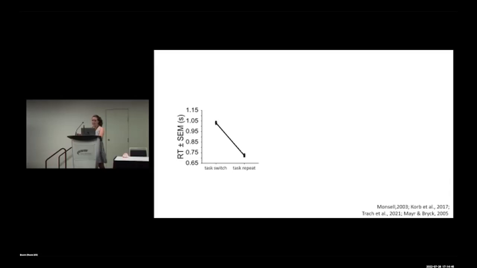This idea is closely linked to concepts of task set reconfiguration and switch costs, more broadly used in the task switching literature. The basic idea being we have slower reaction times when a task or a stimulus switches as compared to when it repeats. Previous work also suggests that these types of switch costs exist at multiple levels of hierarchical tasks, and they interact.